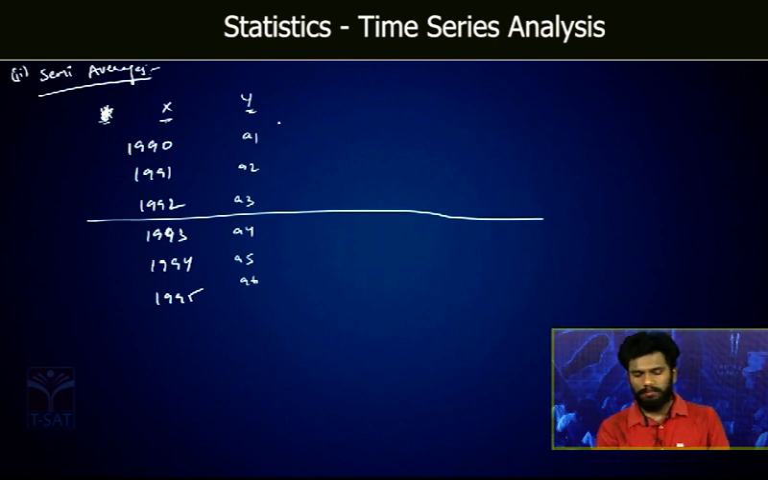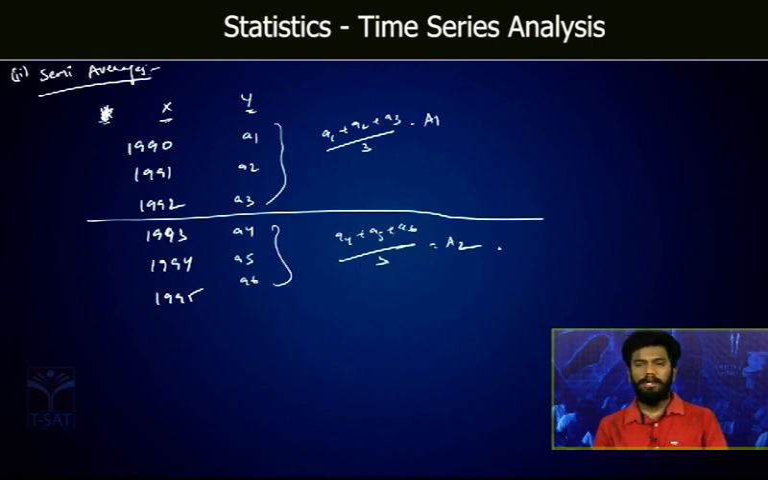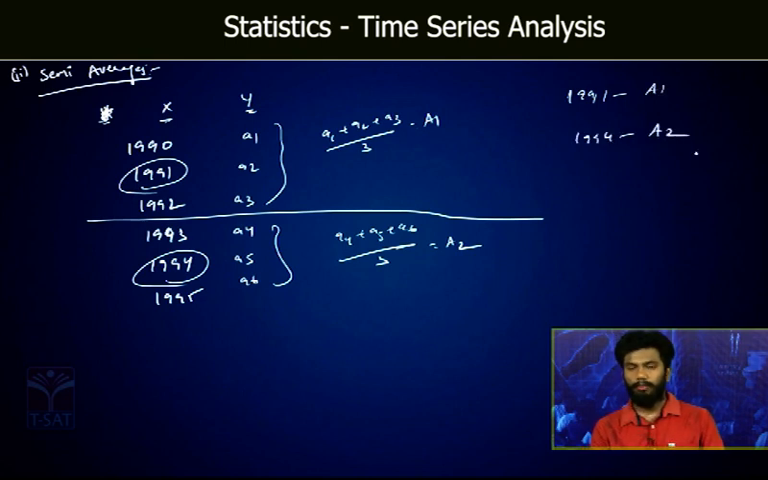Now I will find the average of A1 plus A2 plus A3 divided by 3, and the average of A4 plus A5 plus A6 divided by 3. Let us consider the first is average A1, and the second is average A2. What is the middle value in the first half? That is 1991. The middle in the second part is 1994. Now I will write the values: 1991 with A1, 1994 with A2.